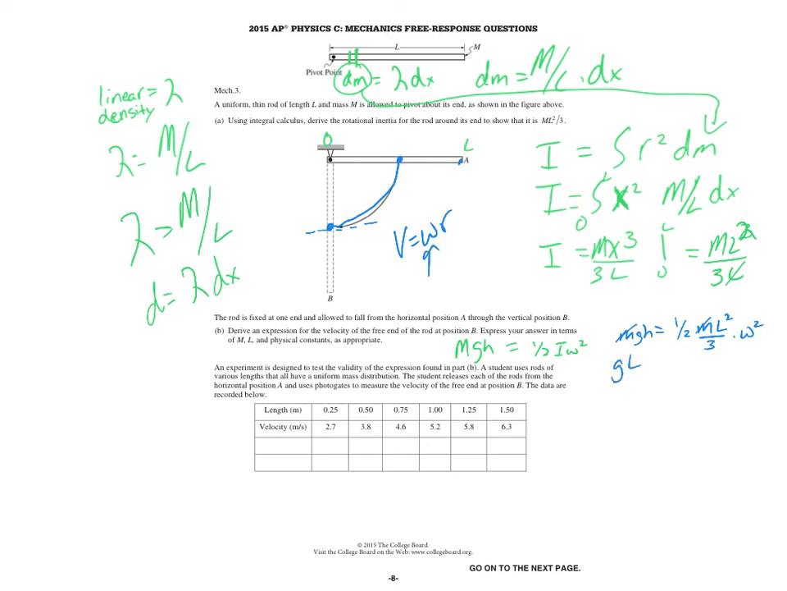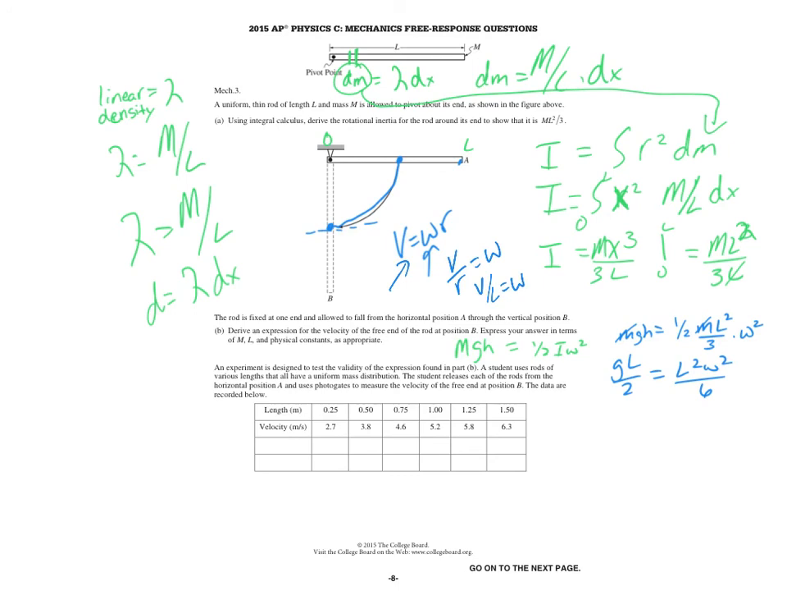So GL over 2 is equal to L squared omega squared over 6. Okay, so we've got this. Now I'm going to figure out what V is. V is equal to omega R, which means that V over R is equal to omega. And R is going to be equal to L, so V over L is equal to omega. I'm going to plug that in over here.